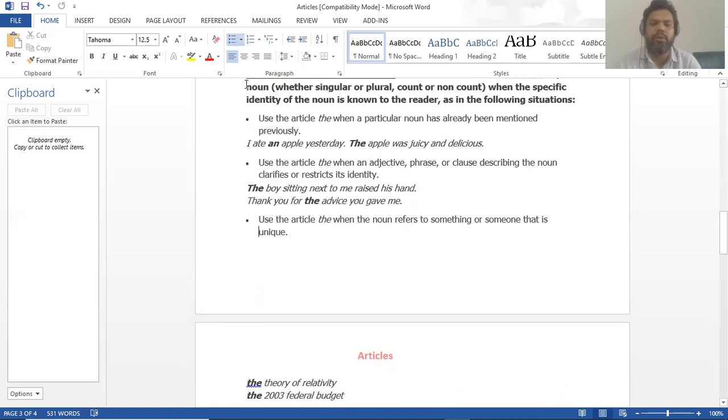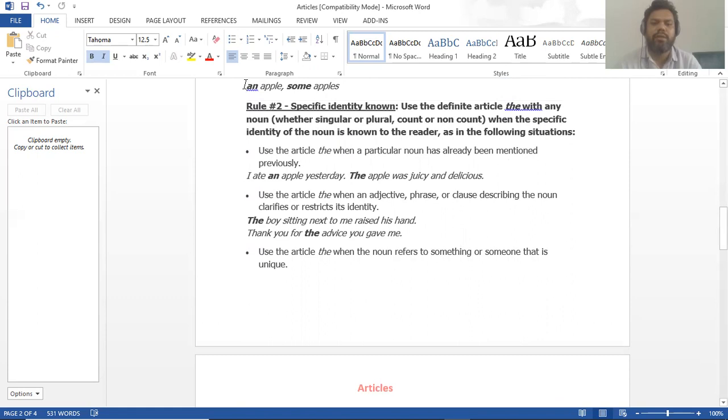Rule number 2. Please see here. I'd like to show you a specific identity known. I mean the nouns which are already known to you. Use the definite article the with any noun, whether singular or plural, count or non-count. That is not the fact. The fact is the noun which is specific. Whether it is singular or plural, before both of them you can use the.